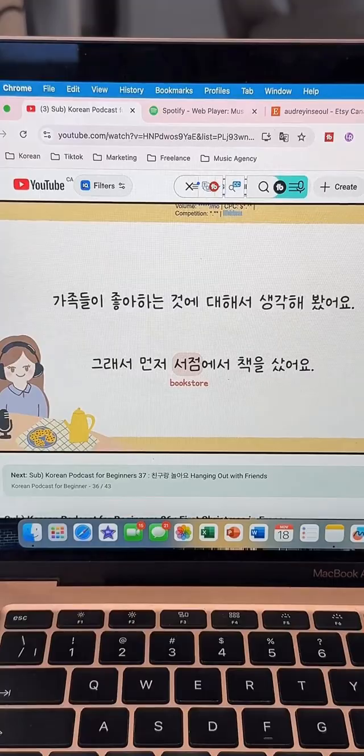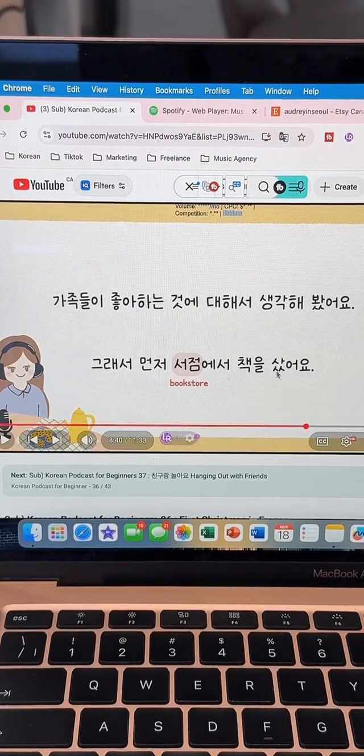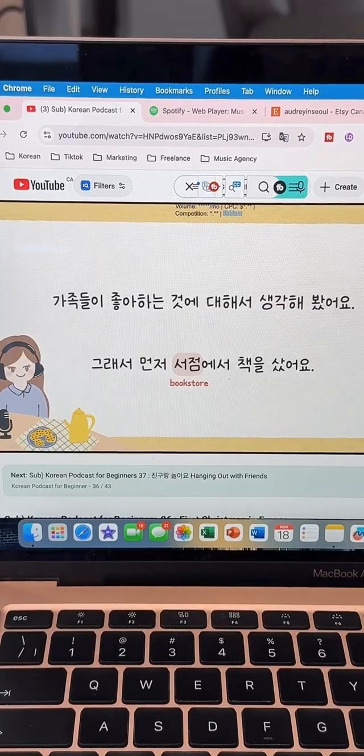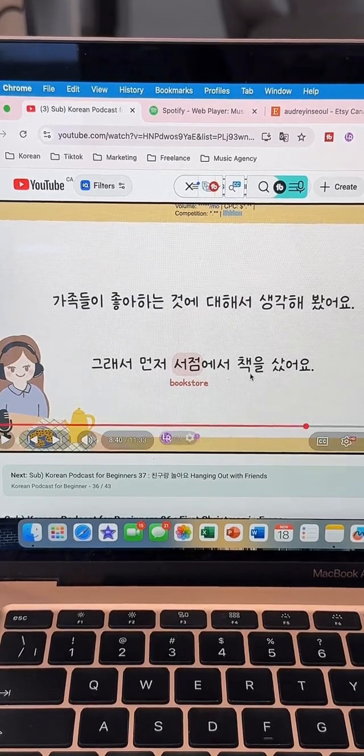So we know it's in the past tense, but this is originally from the verb 사다, to buy or to purchase. As you guys know, this verb cannot stand on its own. So you cannot just say I bought, because someone will say, okay, but what did you buy? Which would be 책, the book.